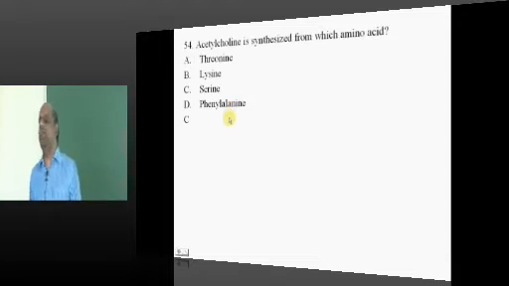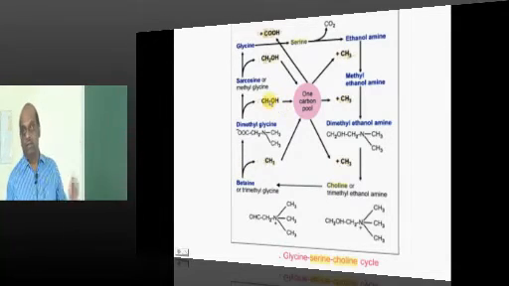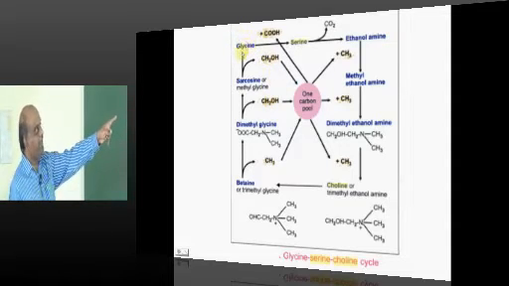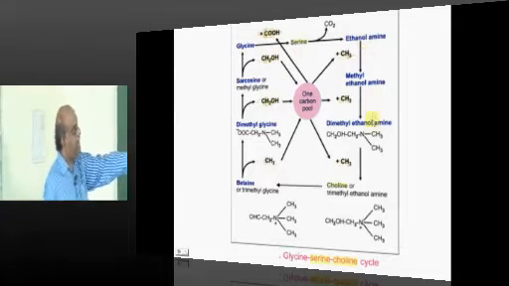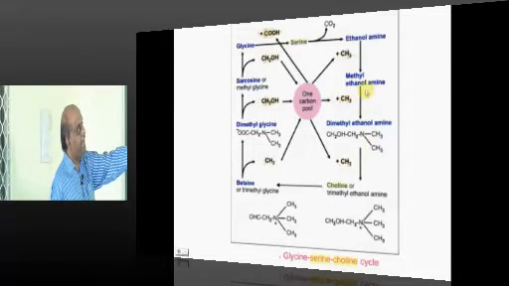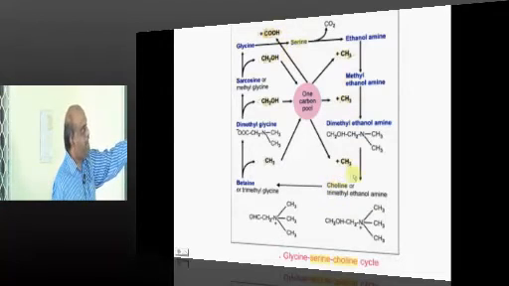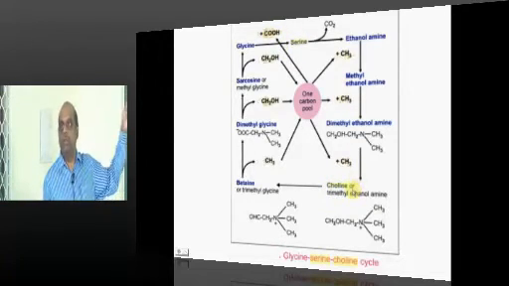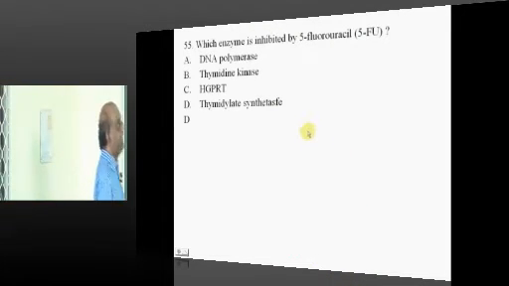How is acetylcholine synthesized? It is basically from serine. You have glycine, glycine becomes serine, serine converts into ethanolamine, and ethanolamine to methylethanolamine, and ultimately choline is formed. So serine is important for choline formation, which is important for acetylcholine formation, is what we have to ultimately remember.